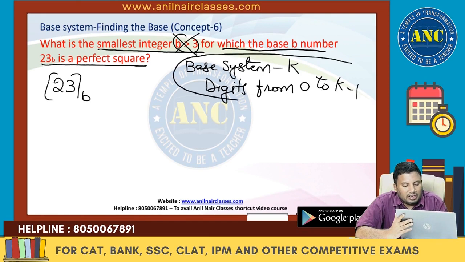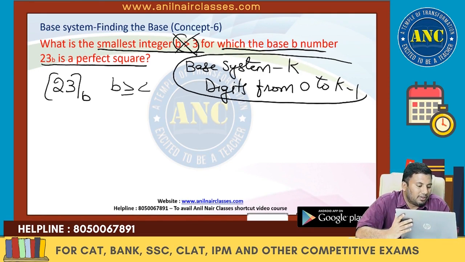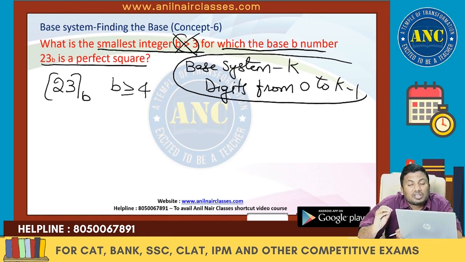So, if the digits that are used are 2 and 3, definitely b will be greater than or equal to 4. Because if I take base system 3, digit 3 will not be there. In a base system 2, digit 2 will not be there. So 23 in base b requires b greater than or equal to 4.